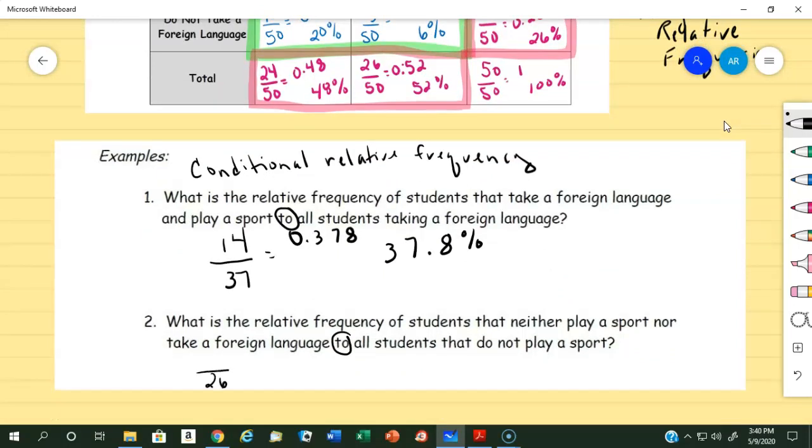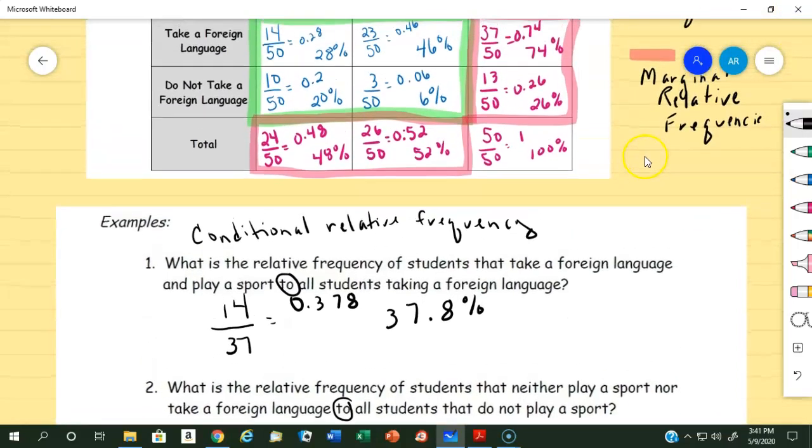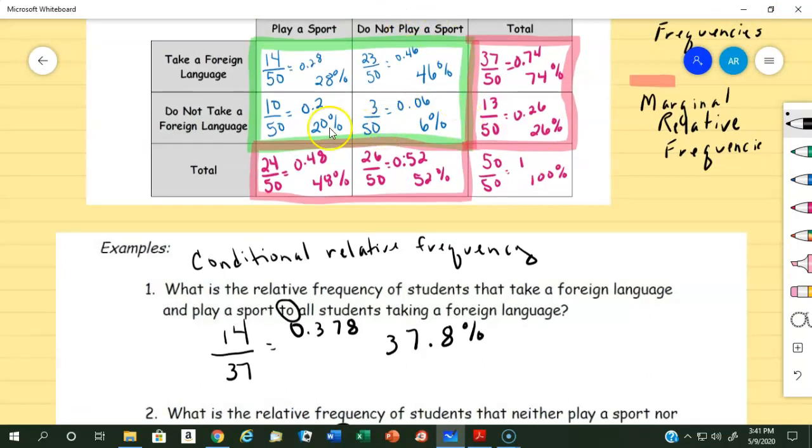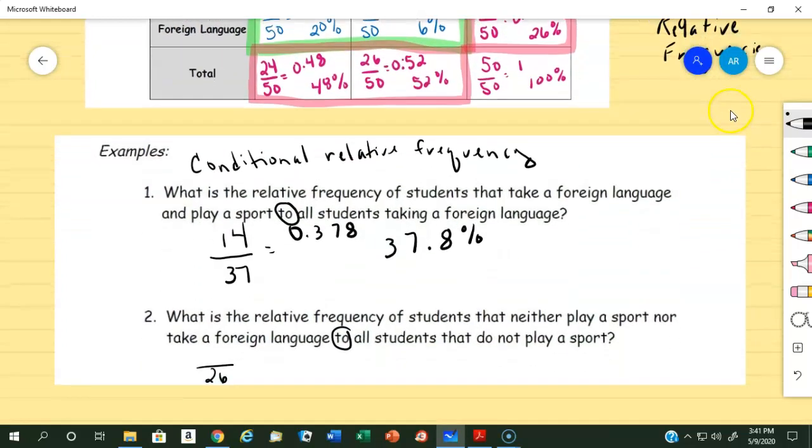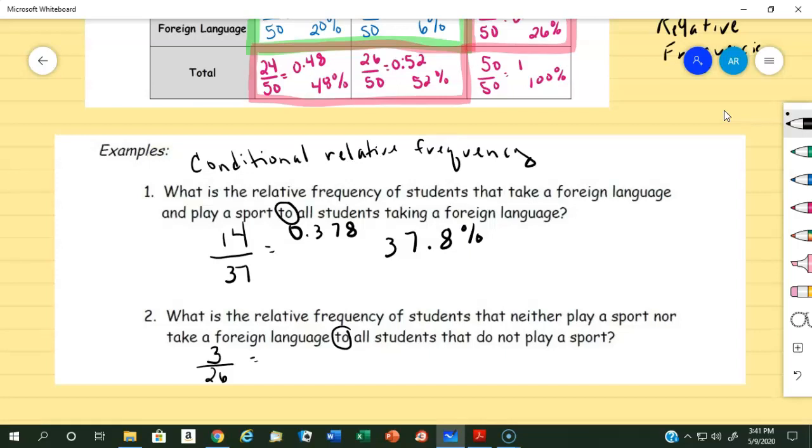And then I'm going to look for my numerator. So you want to know the relative frequency. So this is my conditional relative frequency that neither play a sport nor take a foreign language. So I'm going to go ahead and look. They neither play a sport, to they do not take a foreign language, and that was only 3. So that's going to be 3 out of 26.